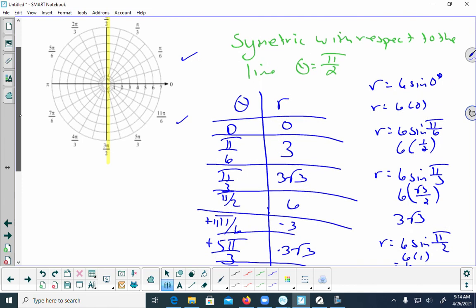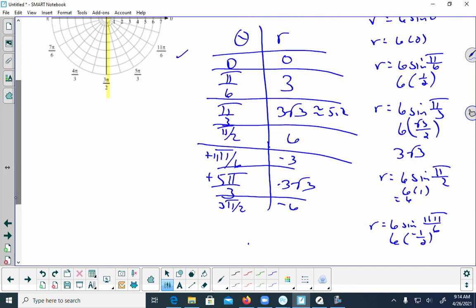It does. Oh, good. So the only thing I'm going to do real quick to help me graph is find the decimal for this, which is approximately 5.1. Let's call it 5.2 because it's 5.12. So this will be approximately negative 5.2.